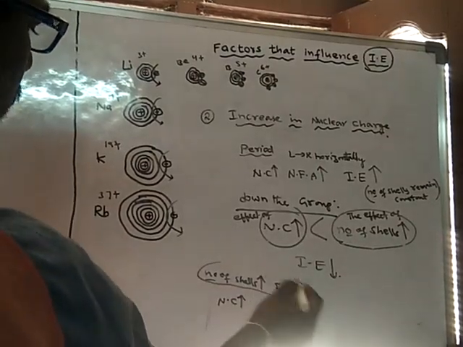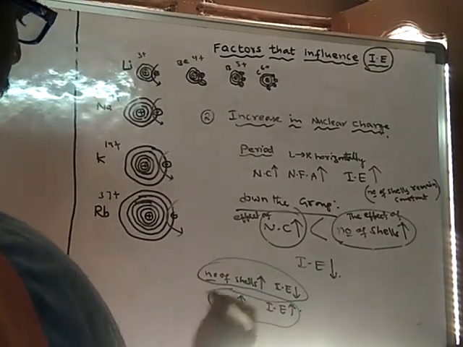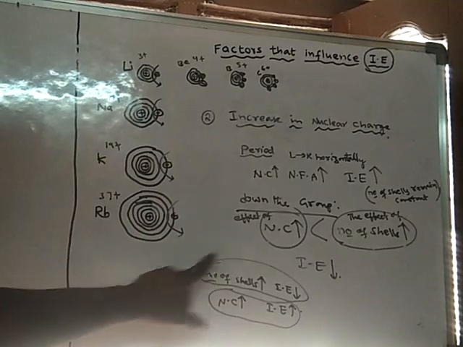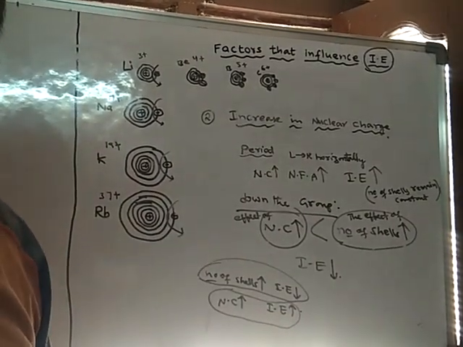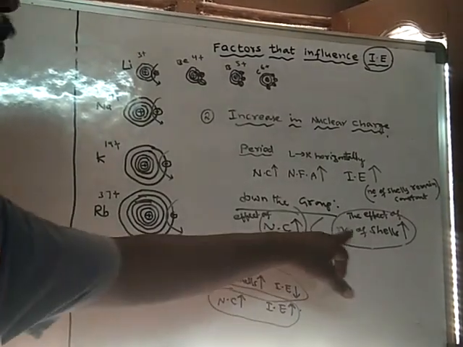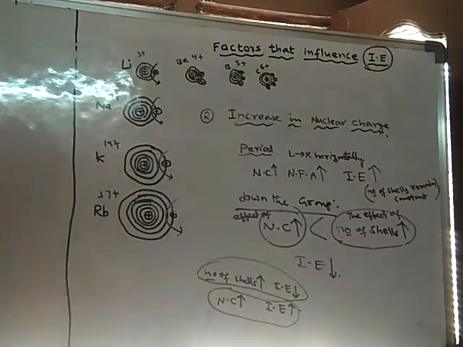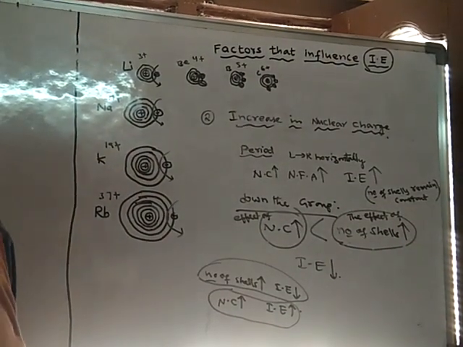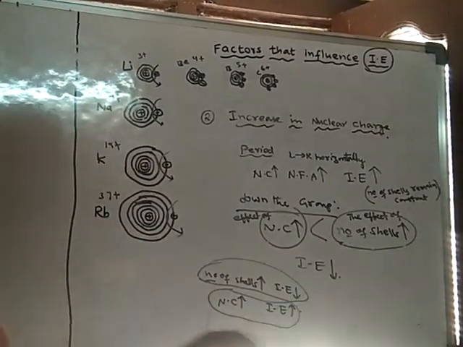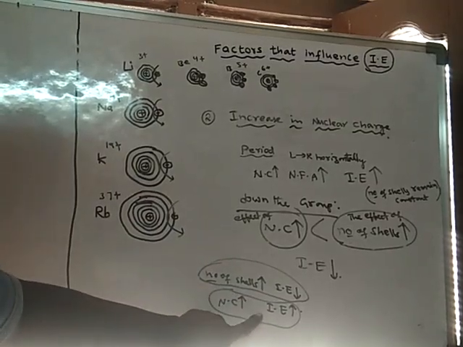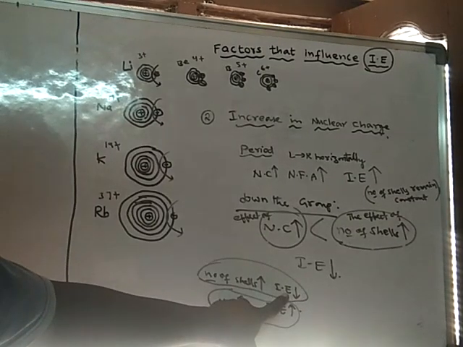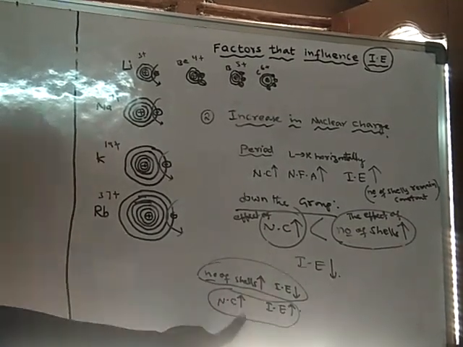So which one is having more effect? Which one is having the more dominating effect? This one is. The increase in number of shells will dominate over the increase in nuclear charge, because down the group there is an increase in nuclear charge as well as in the number of shells. Both things are happening, but which one will affect to a greater extent? This one. That means the decrease in ionization energy is more than the increase in ionization energy due to nuclear charge.